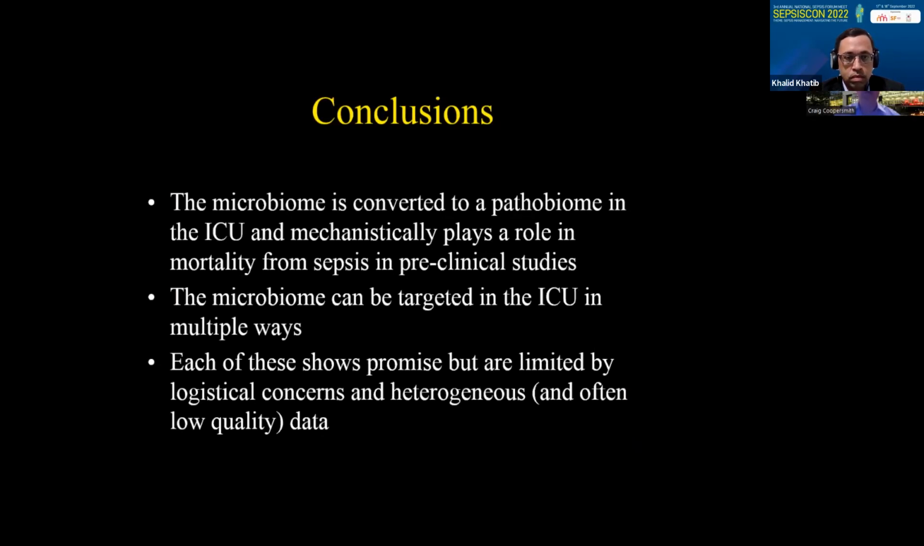The microbiome can be targeted in the ICU in multiple ways: by giving so-called good bacteria, by giving stool transplants, by trying to get rid of bad bacteria. And while each of these shows promise, each of them is limited by logistical concerns and heterogeneous and often low-quality data that prevents any of these today from being standard of care.